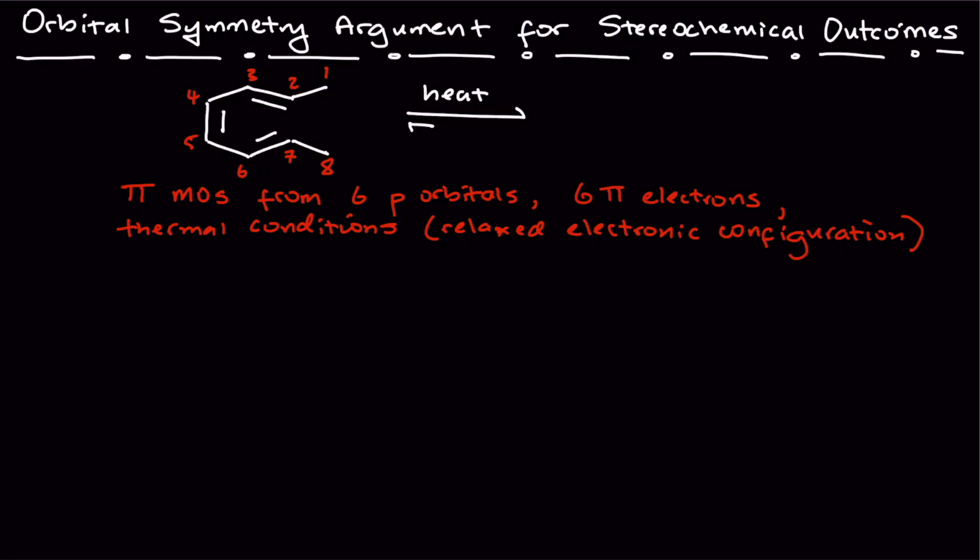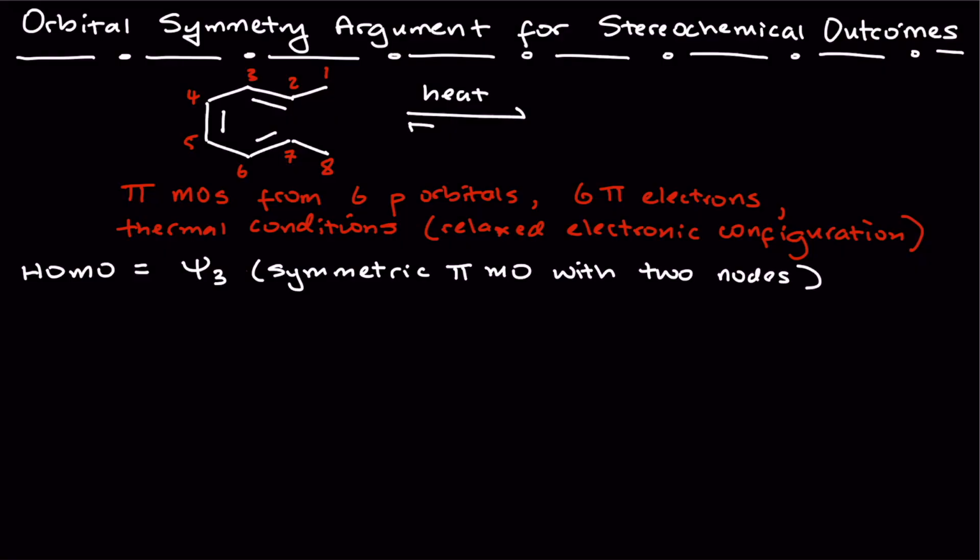Knowing this, we have to then be able to build up our 6 pi molecular orbital system and know that our HOMO is going to be psi3. Psi3 will be our symmetrical pi molecular orbital with 2 nodes. We have done this in the previous video, so I'm not going to repeat this here.